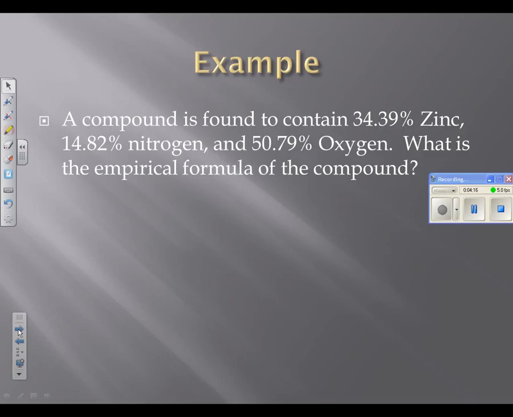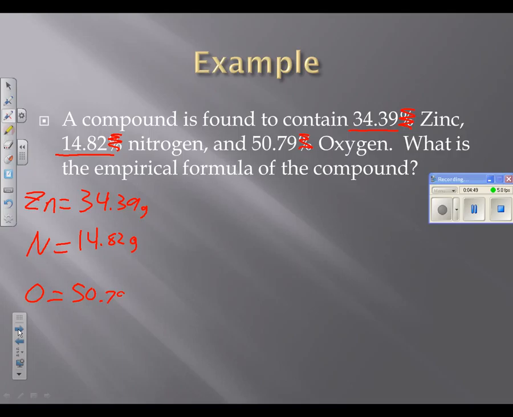The compound is found to have all that stuff in it. What is the empirical formula of the compound? Let's start with the first step. We have zinc. Zinc has 34.39%. So remember, we just mark out the percent sign and say 34.39 grams. Nitrogen has 14.82. Mark out the percent sign, turn it into grams, 14.82 grams. And finally, we have oxygen. Just drop the percent sign. That's 15.79 grams.